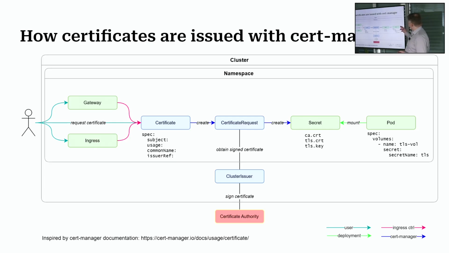And typically you mount it in a pod with a volume pointing to the secret. So this talk is mostly focused on this part. How do we use the certificate values from a pod and are able to refresh it without having downtime in the pod?